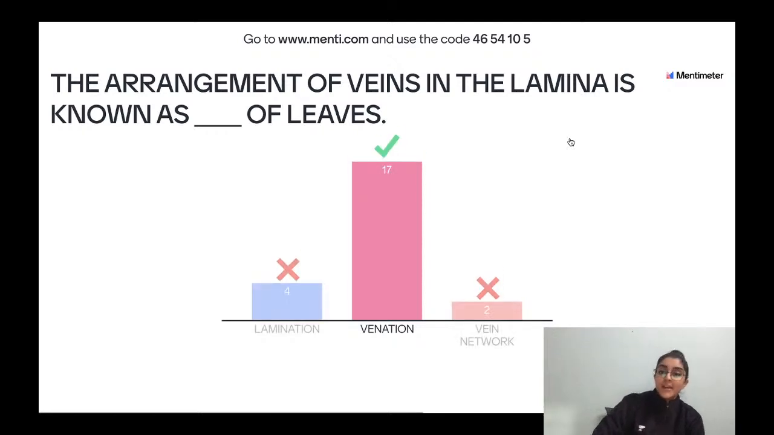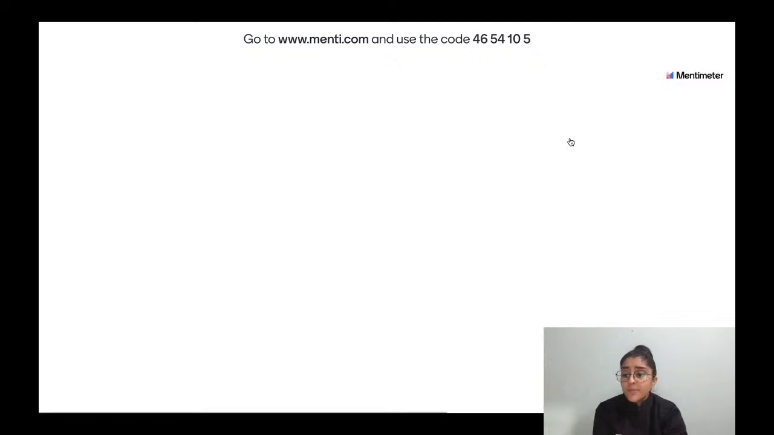So yes, the arrangement of veins in the lamina is known as venation. Remember that. जैसे हमारी जो वेन्स होती हैं, जिस तरीके से लैमिना पे स्प्रेड आउट होती हैं, उसको हम वेनेशन कहते हैं. We have two kinds of venation. One is reticulate, another one is parallel. Okay, so this is a very important and very small part of this chapter, yet very influential.